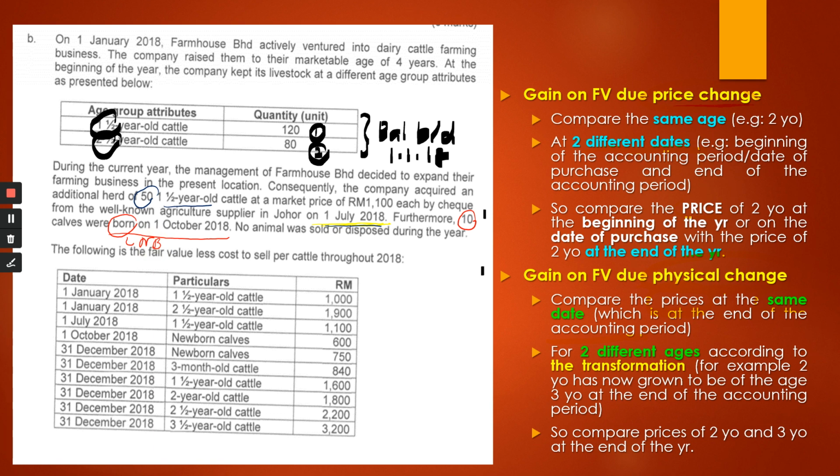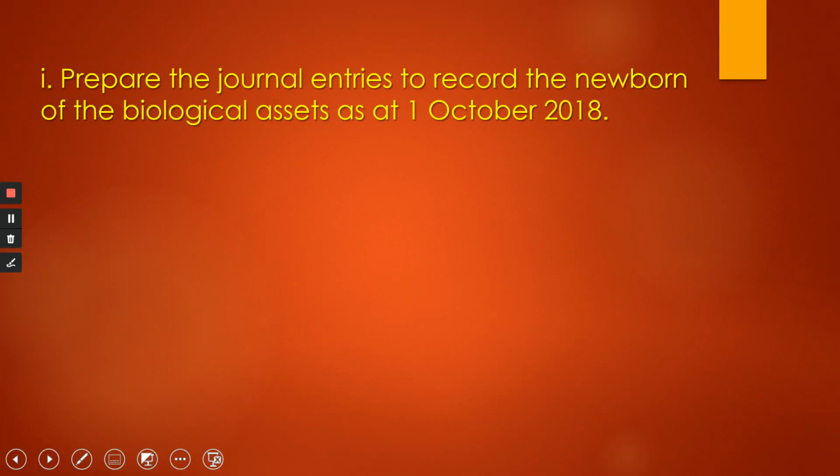So therefore, this is what is being required in the first journal entry, which is to record the gain on initial recognition. So if you look at the price of the newborn on 1st of October, the price was 600. So you are going to use this 600, which is the fair value less cost to sell, and you are going to multiply with the number of the newborn, and that will give you the first amount for the journal entry.